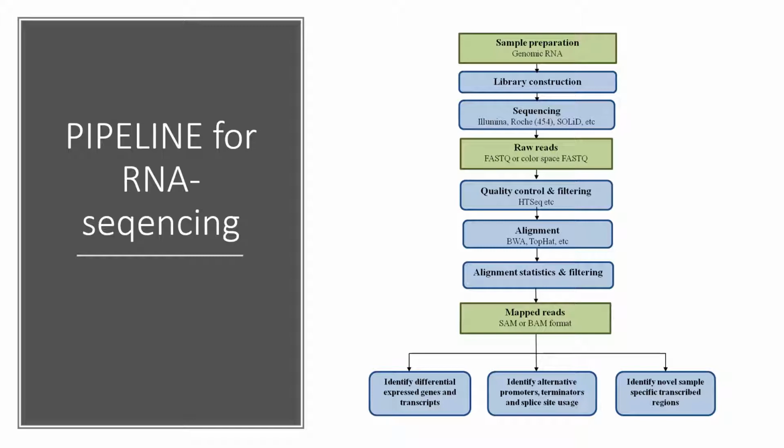Initially we have the sample preparation, where genomic RNA is extracted, followed by the library construction, then followed by sequencing using Illumina. The raw reads are in the FASTQ format, similar to the DNA. The quality of these FASTQ files is assessed using a bioinformatics tool called FastQC.